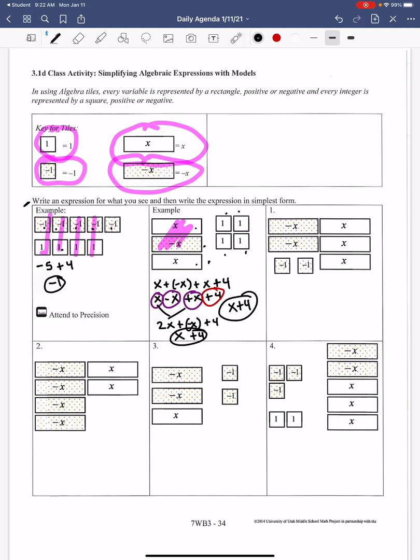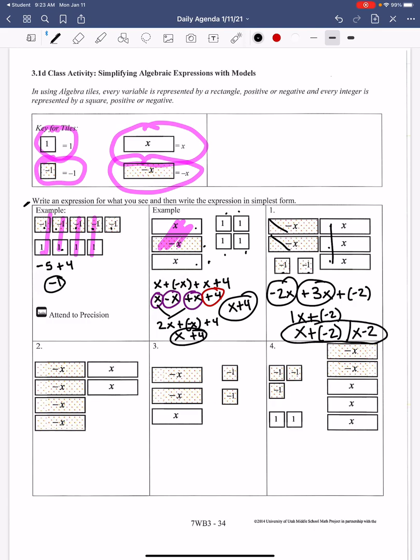We're going to do one more really quickly together. So we have -2x right here, and we have plus 3x, and then we have plus -2, because we have -1, -2. When we combine those, these are like terms, and -2 plus 3 is 1, which is 1x, plus -2, which is really x plus -2, or x minus 2.